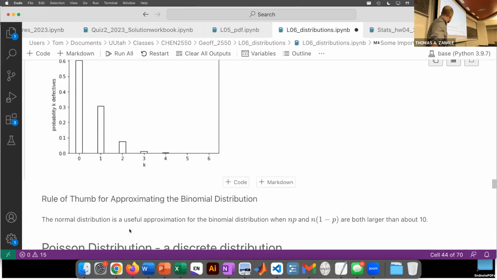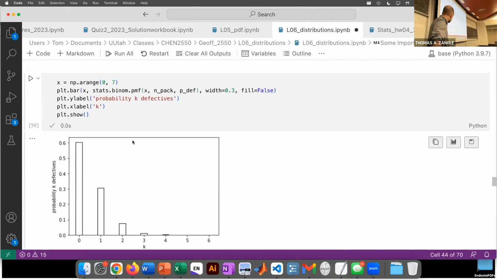One thing to note here is that as we get to events where n times p and n times 1 minus p are both larger than about 10, so we have a large number of events and a relatively high frequency with which they occur, this curve starts to look more and more like a normal distribution. As we have more and more events, we can use that normal distribution to approximate the binomial distribution. Again, the normal distribution comes up in many different places.